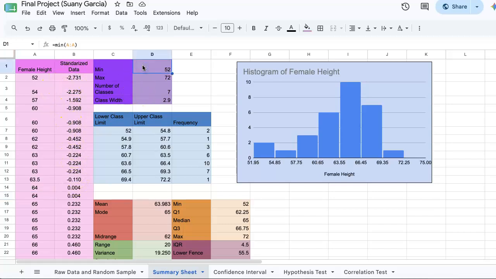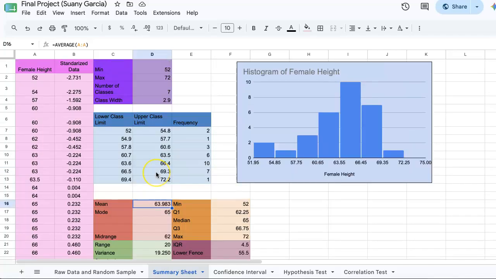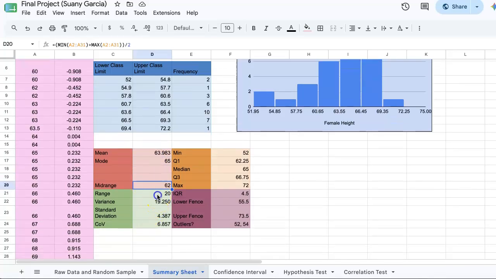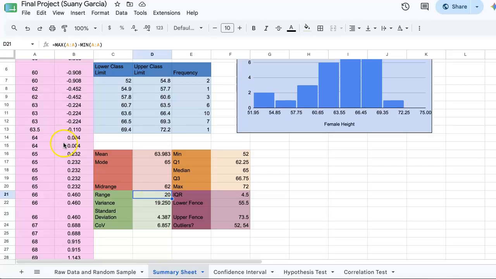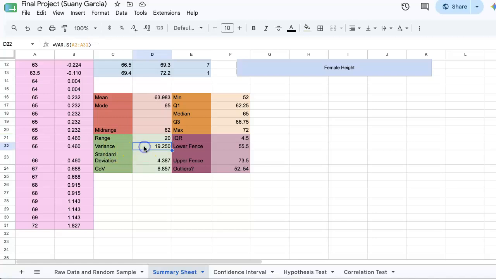We have a minimum female height of 52, maximum of 72. And for our classes, we did 7 classes with a width of 2.9. For our mean, we found that it was 63.983, so that would be inches tall. And then we have a mode of 65, mid-range is 62, range of 20 different values between 52 and 72.